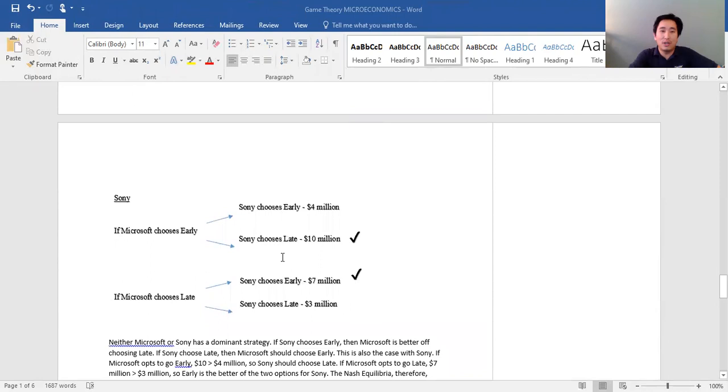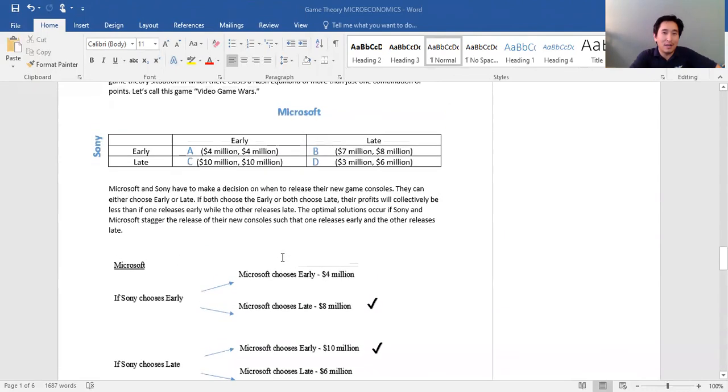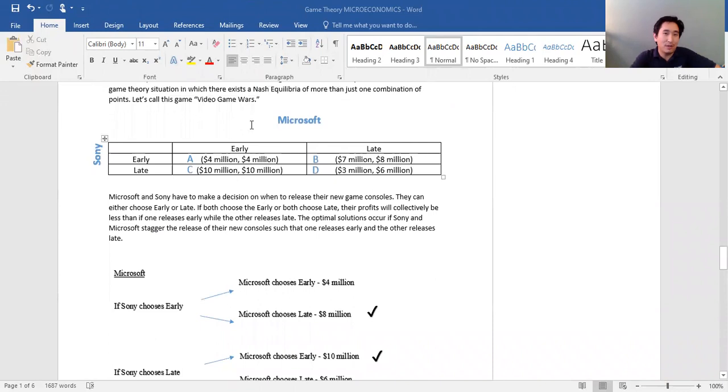And again, the same situation applies to Sony. If Microsoft chooses early, Sony should choose late. And if Microsoft chooses late, then Sony should choose early. So in this situation, neither has a dominant strategy. But let's take a look here at how the Nash equilibrium would look a little bit different, right? So again, if Microsoft chooses early, then Sony can either choose the 4 million or the 10 million. So they're going to go with the 10 million, obviously, right? Because 10 million is better. So they're going to choose late here.